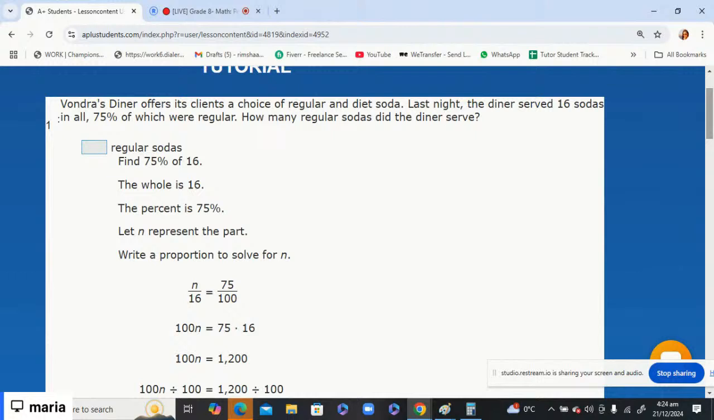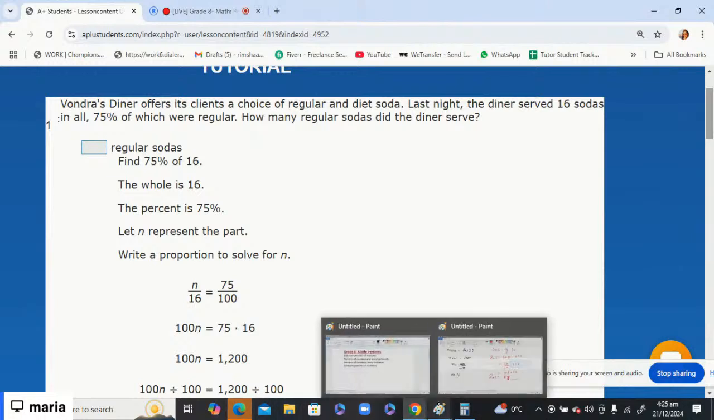So the part is not given, the whole is given. The total amount that is given is 16. 16 in all, they are saying. And the percentage is given, 75%. So we are going to find out 75% of 16.